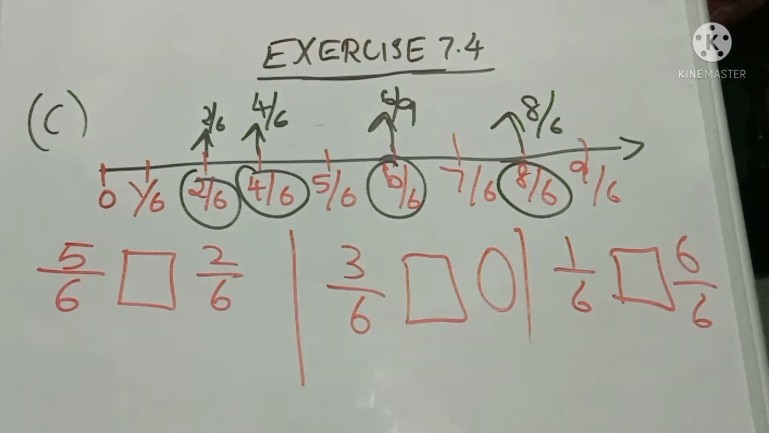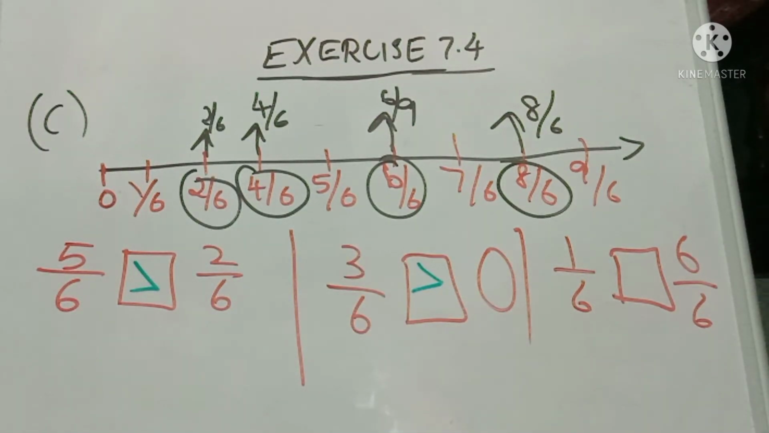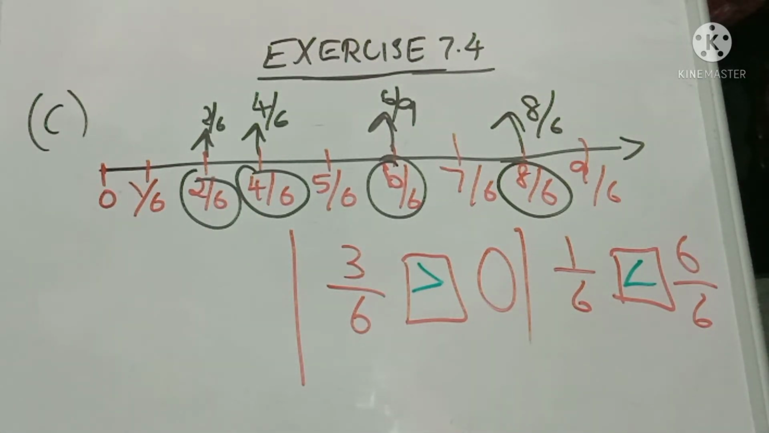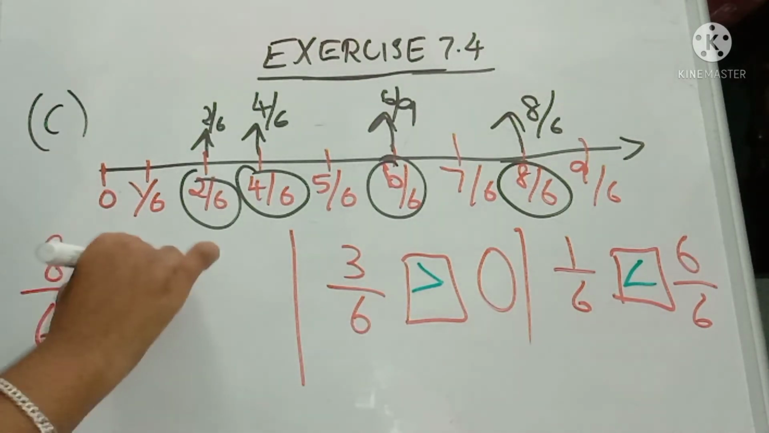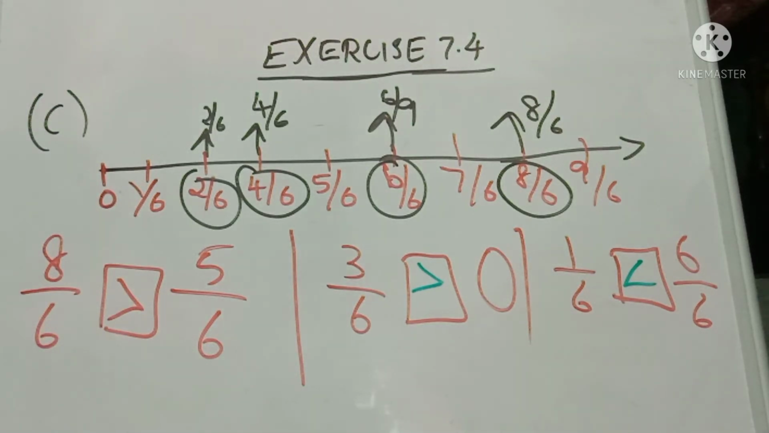Is 5/6 or 2/6 bigger? 5/6 is. Then 3/6 or 0? 3/6. Next 1/6 or 6/6? 6/6. Next question is 8/6 and 5/6. Which one is bigger? 8/6 is bigger. Okay, 8/6 is the bigger one.